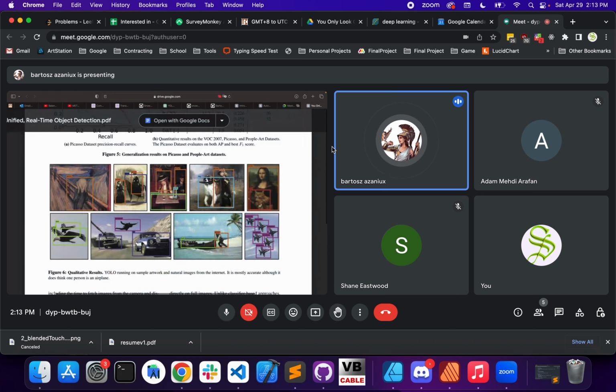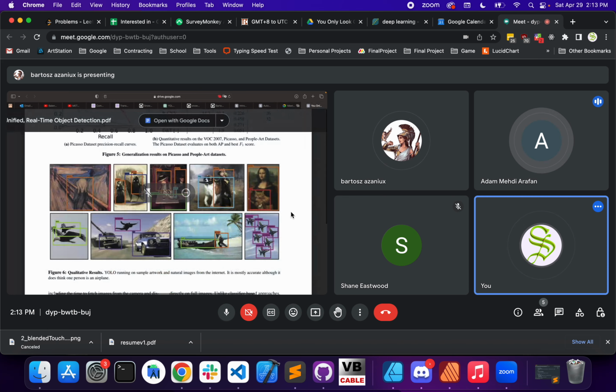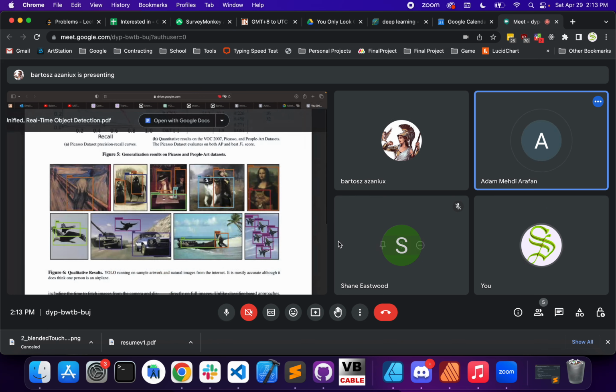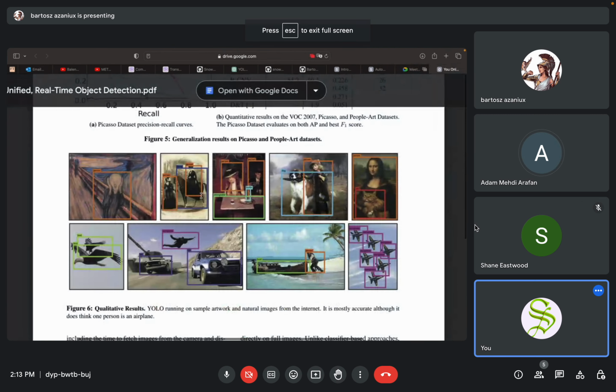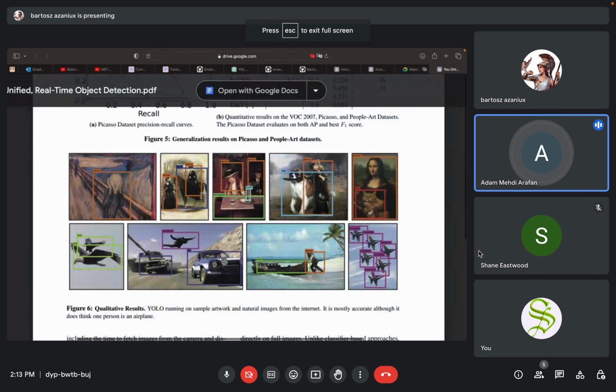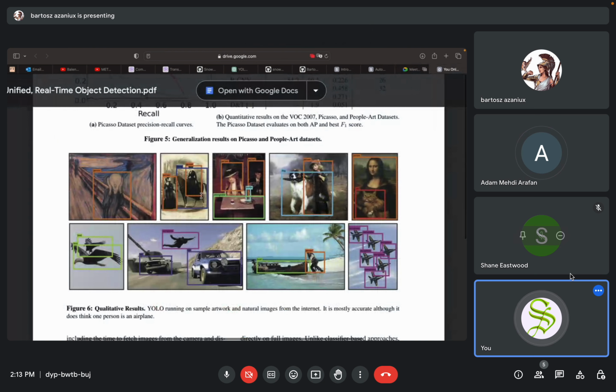By the way, can you see my mouse now? I don't think, maybe it's just me. Yeah, I can see it. It's on the screen. Oh, interesting. I can't, but that's okay.